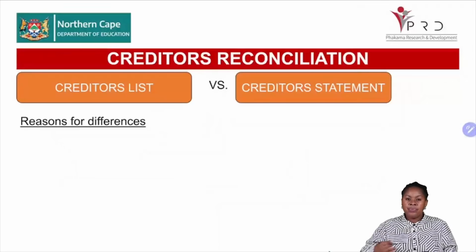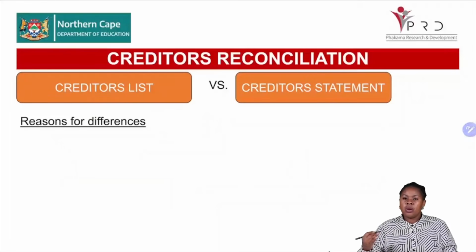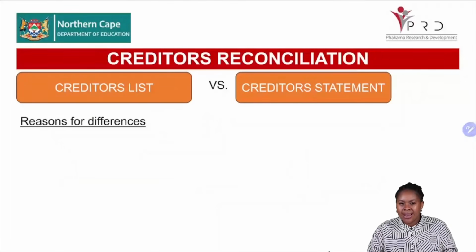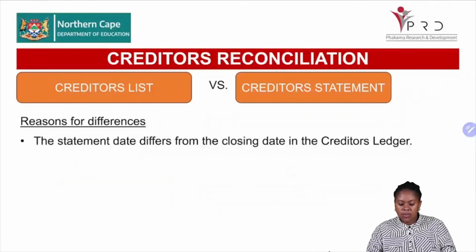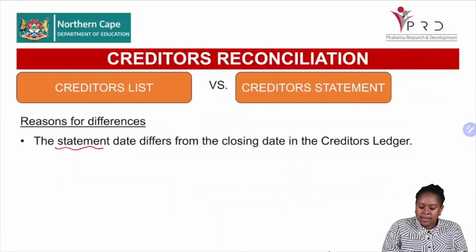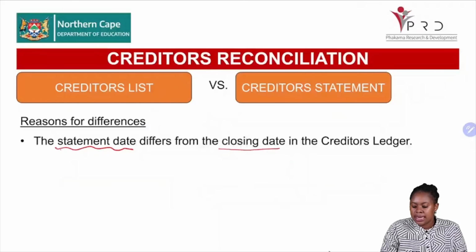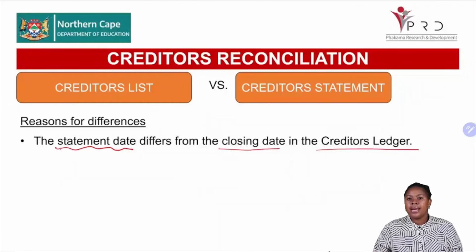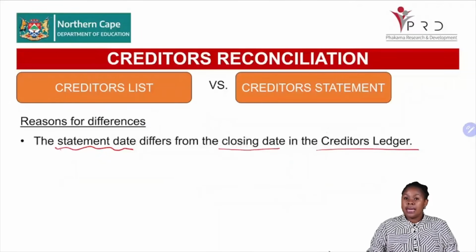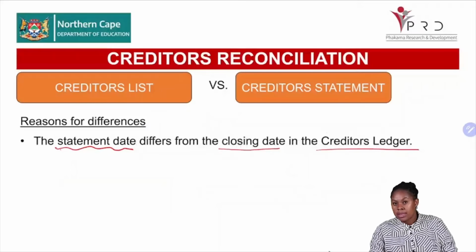All right. Now, why will these amounts not correspond? What are the reasons? The first of the reasons could be the statement date differs from the closing date in the creditor's ledger. What does this mean? The creditor will send us a statement on the 26th of the month, right?